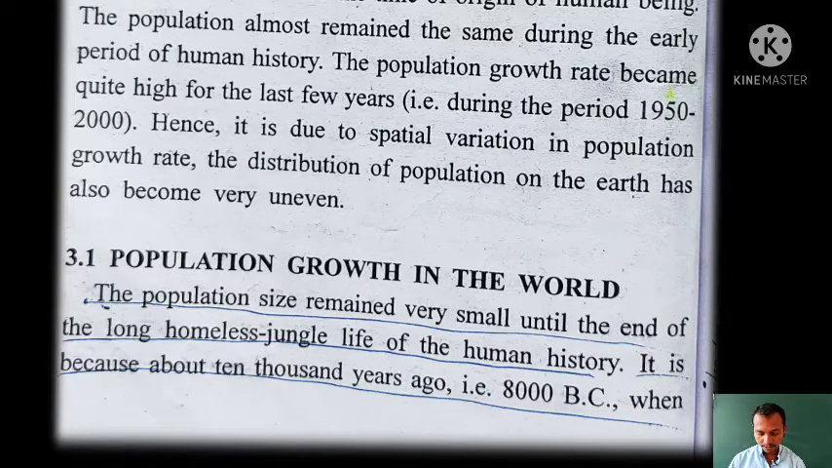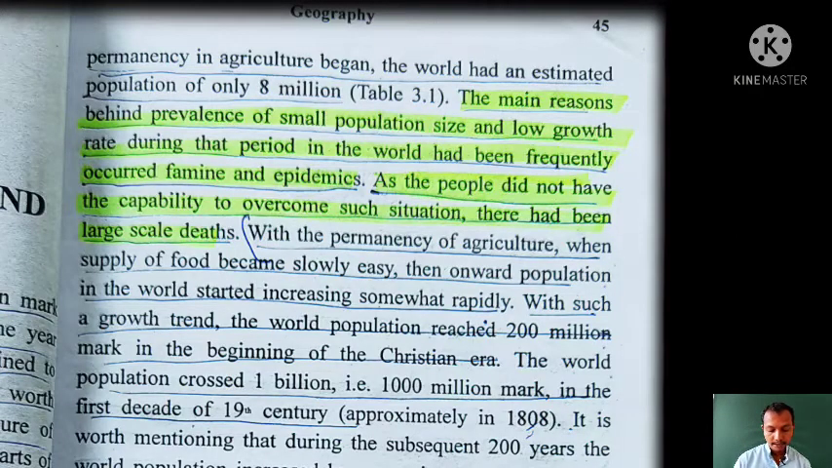It is because about 10,000 years ago, that is 8000 BC, when permanency in agriculture began, the world had an estimated population of only 8 million.